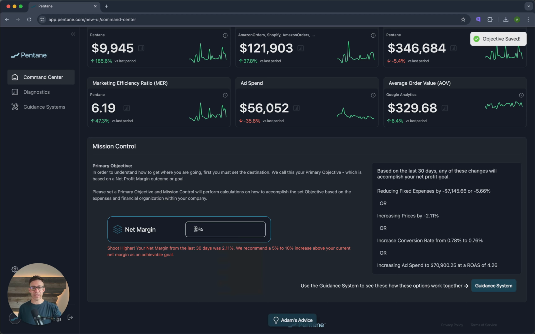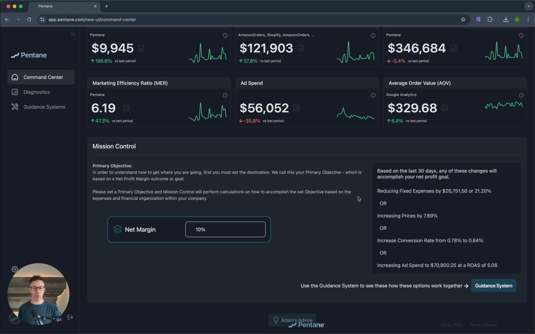So in the case of this company, this is a live company in the system. They are actually profitable already. So in here, this is going to send them a warning that basically says we need to shoot higher than that, because in the last 30 days your net profit is above where your goal is presently set. So let's say they want to increase that to 10%. They want to operate on a 10% net profit margin.